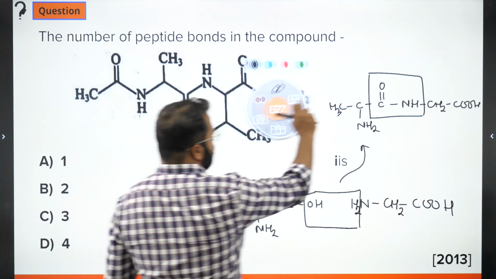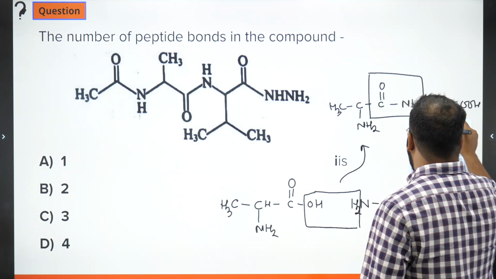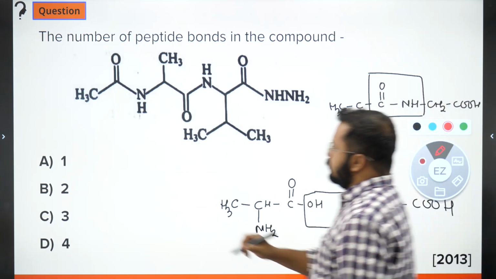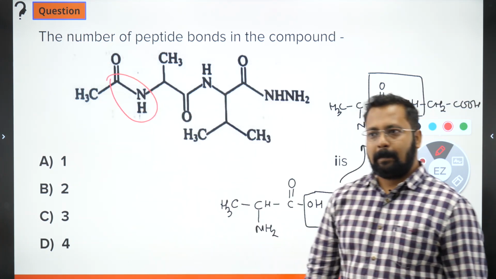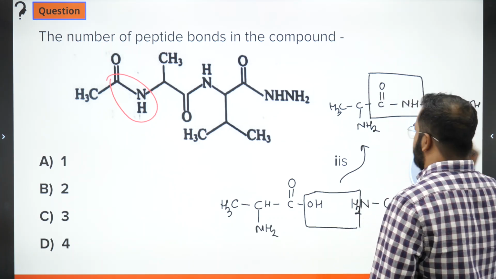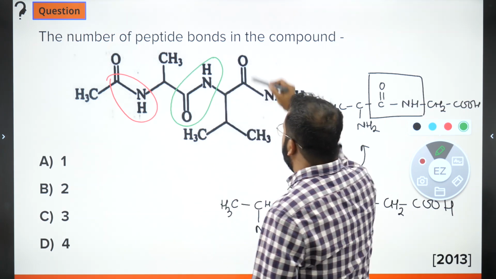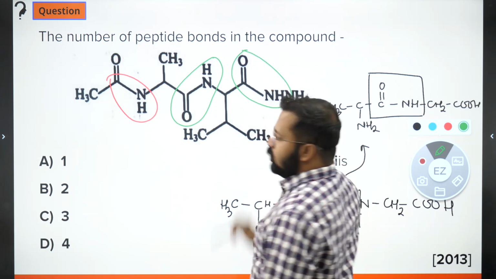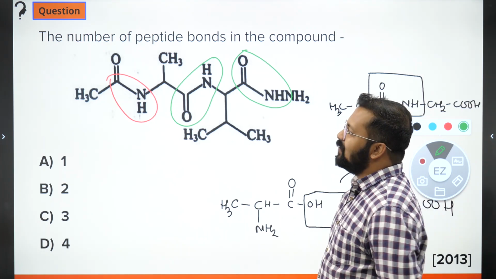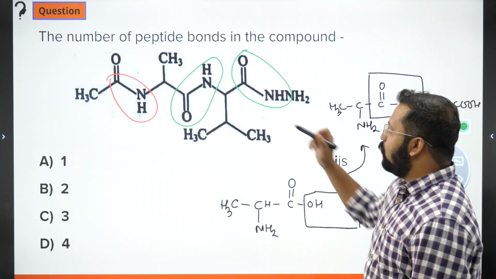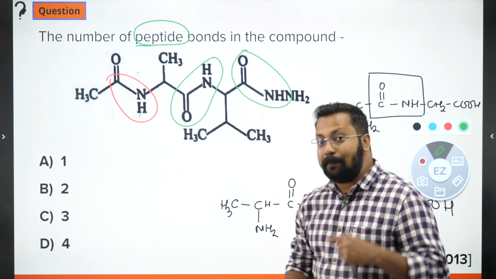Now यहाँ पे बहुत जगह पे आप देख रहे हो कि amide linkage present है. Okay? If I point out the amide linkages, then this looks like an amide linkage. Similarly, this looks like an amide linkage. This looks like an amide linkage. So people might say, सर 3 आंसर होगा, ठीक है, लेकिन 3 आंसर नहीं हो सकता है बिकॉज पेप्टाइड बॉन्ड दिया गया है. It is not asking about only amide linkage, it is talking about a peptide linkage.